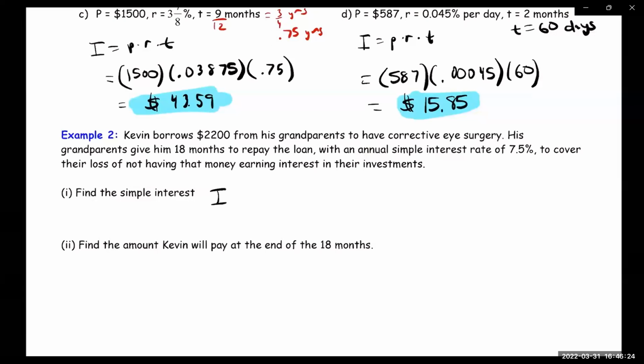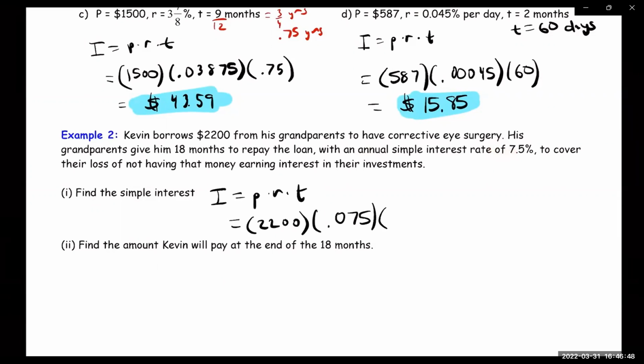So I = PRT. All right, so we know the principal amount is 2,200. The interest rate, how would you write that in decimal form? 0.075, yeah, 0.075.